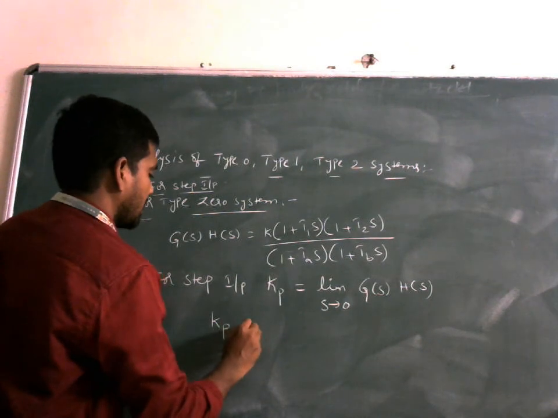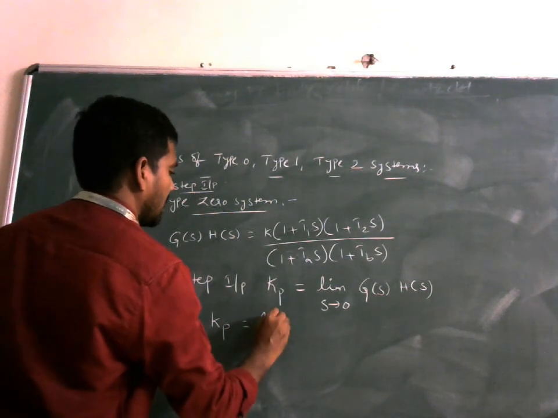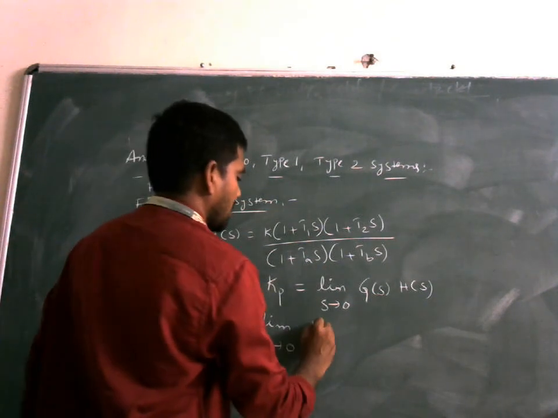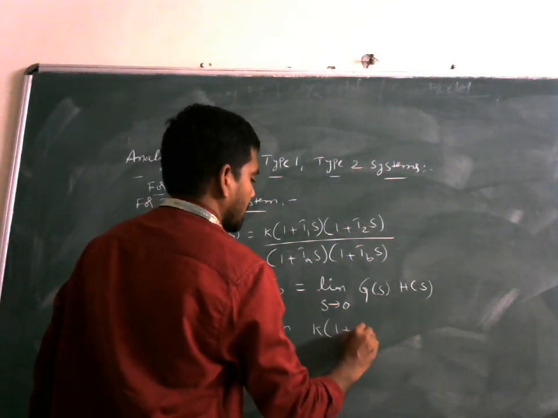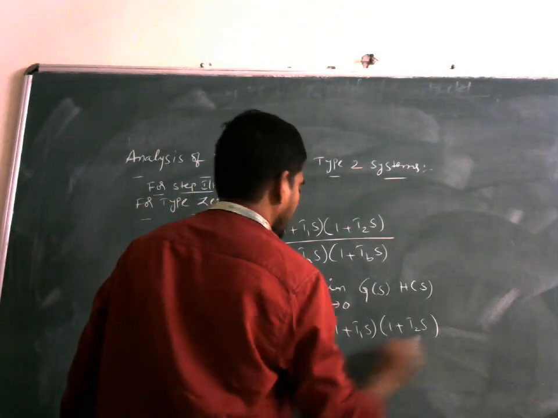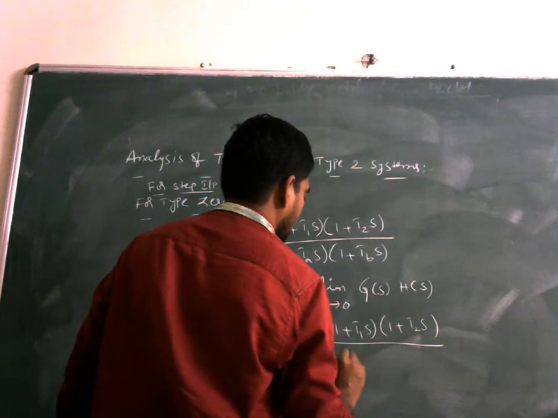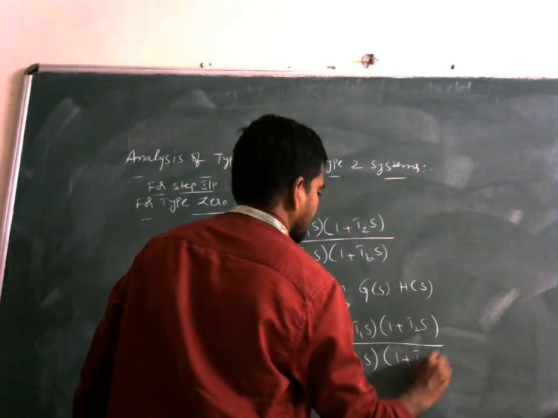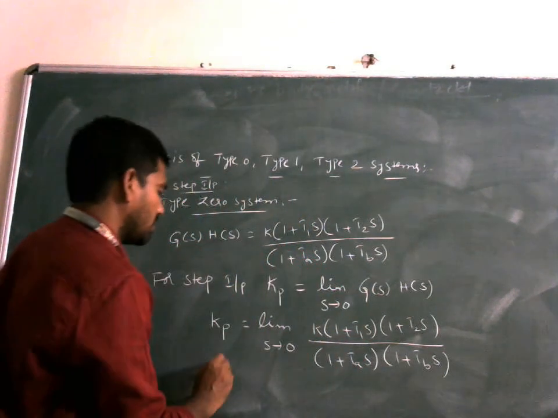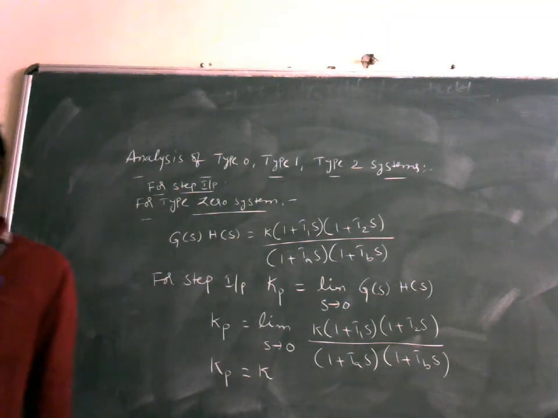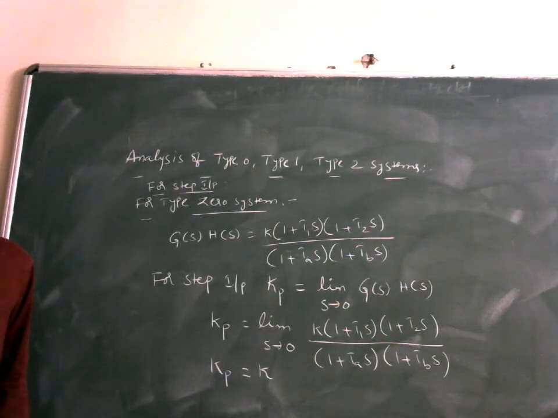Now what is the Kp value? Kp is equal to limit s tends to 0 of G of s into H of s, which is K into (1 plus T1 s) into (1 plus T2 s), whole divided by (1 plus TA s) into (1 plus TB s). If you substitute s equal to 0, we get Kp equal to some constant K.